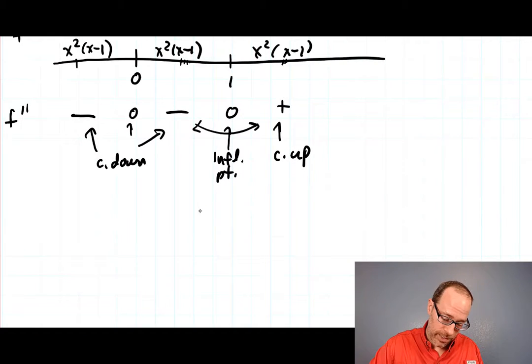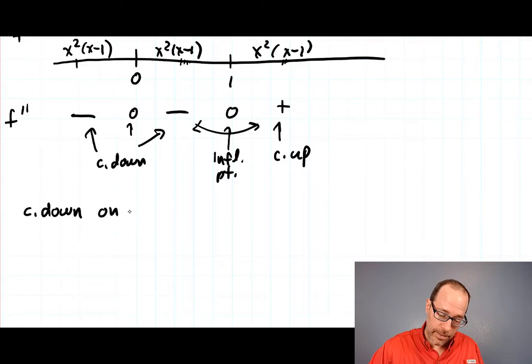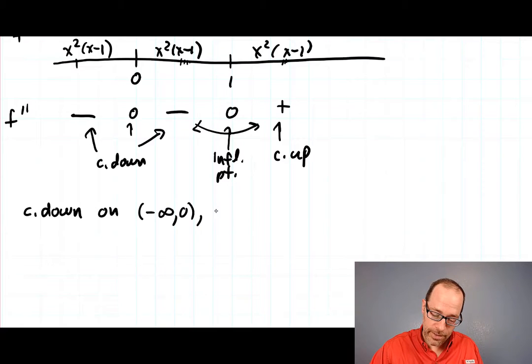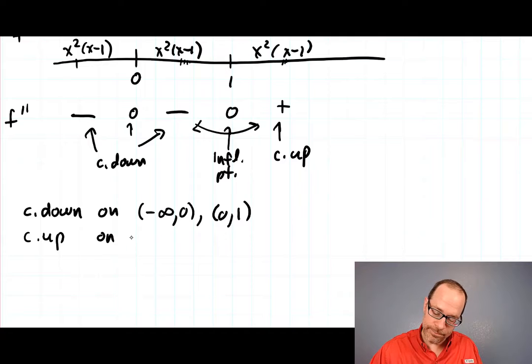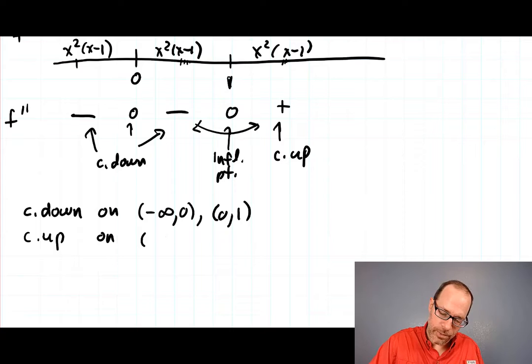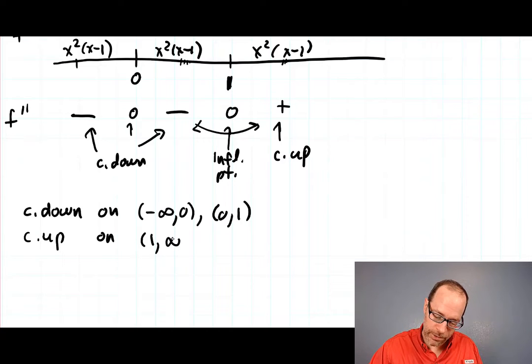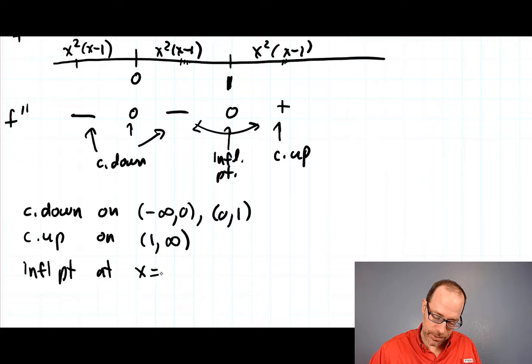So the answer will be f is concave down on minus infinity all the way up to 0, and from 0 up to 1. And it will be concave up on, I guess this point is 1 here, from 1 all the way out to infinity. And I'll have an inflection point at x equal to 1. And that's it.